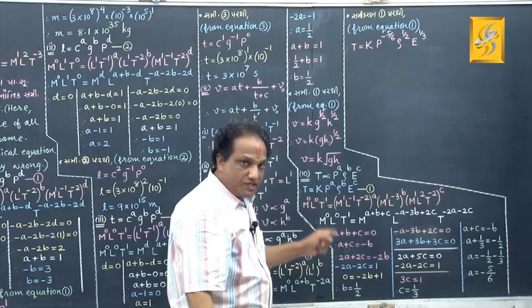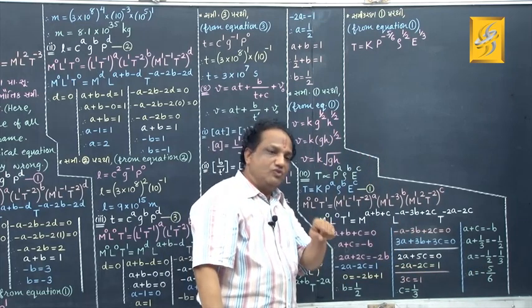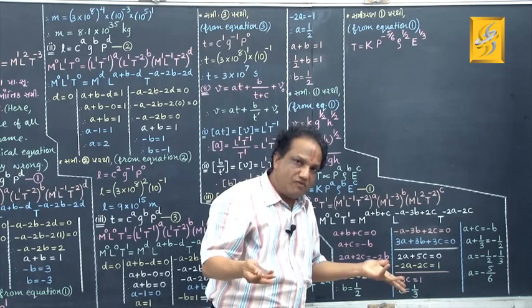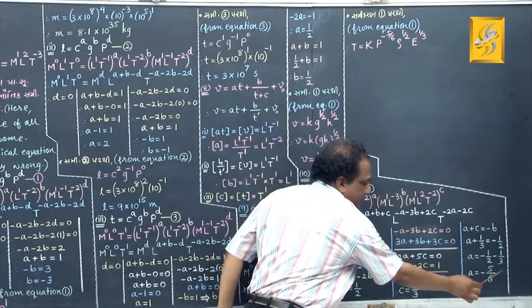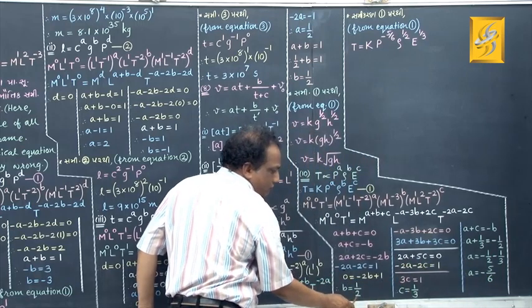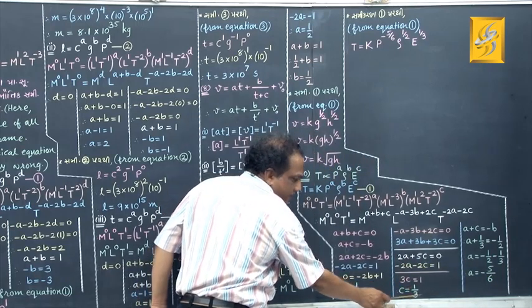Okay. In this sum we were supposed to find out the values of A, B and C. That is what we have already done. A is minus 5 by 6. B is 1 by 2. And C is 1 by 3.